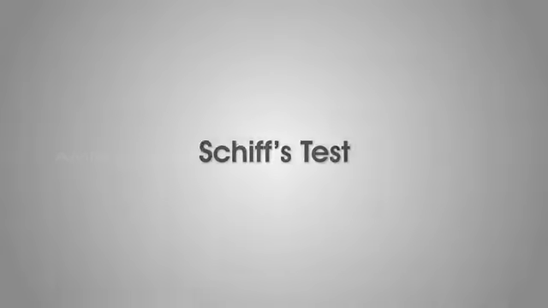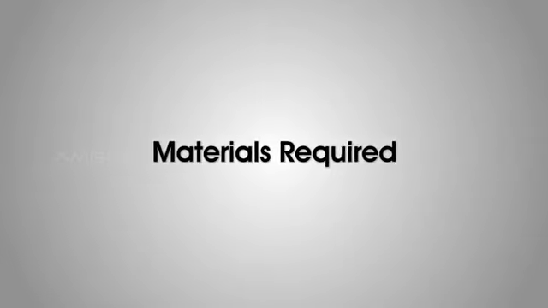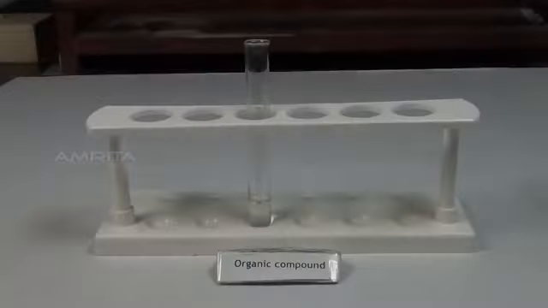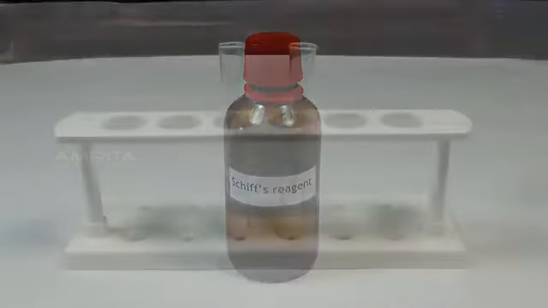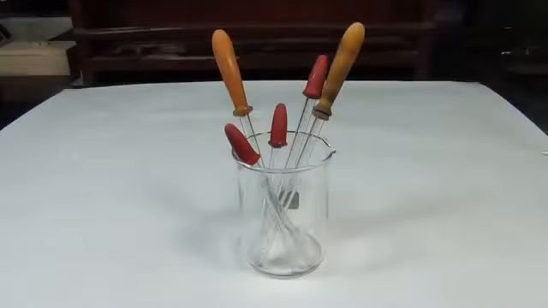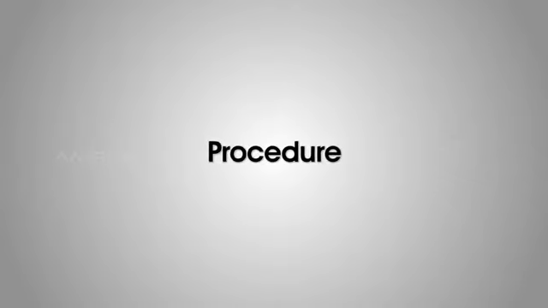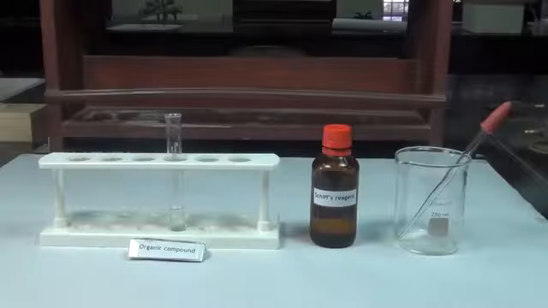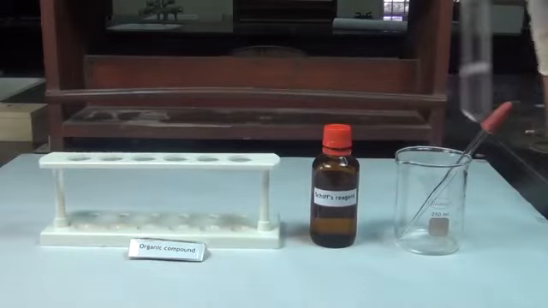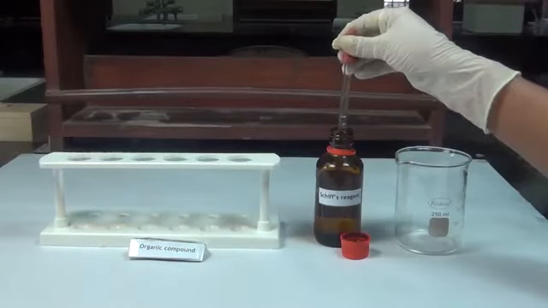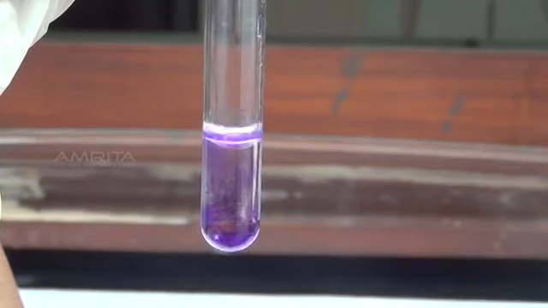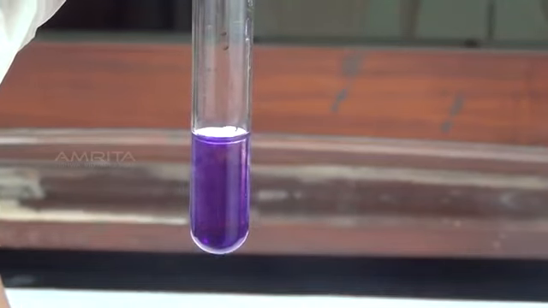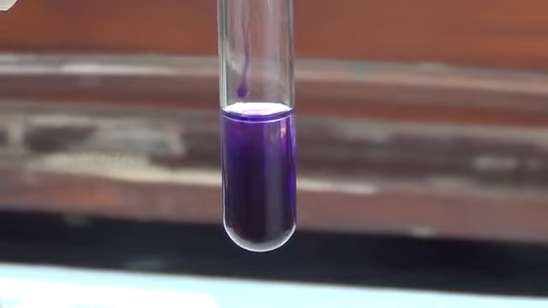Schiff's test. Materials required: organic compound, Schiff's reagent, test tube and dropper. Procedure: take a small quantity of organic compound in a test tube. To this, add a small amount of Schiff's reagent using a dropper. Schiff's reagent gives a characteristic pink or magenta color with aldehyde.